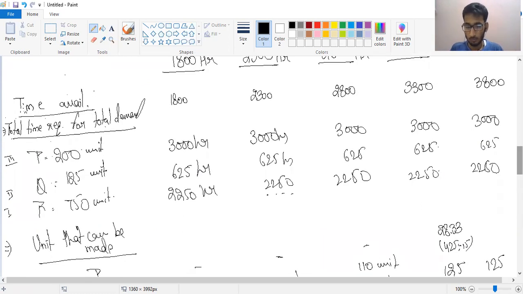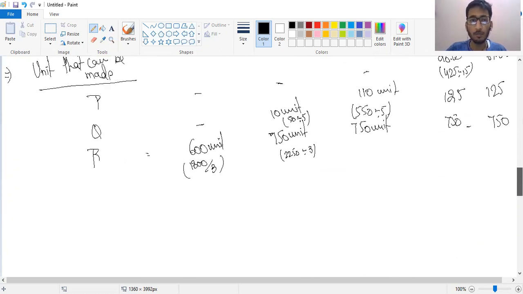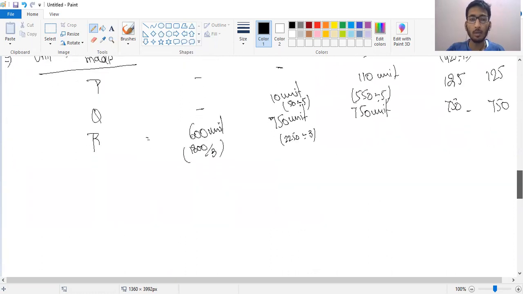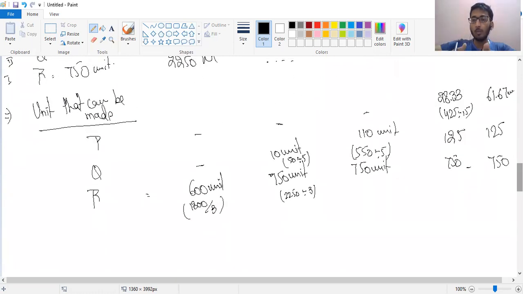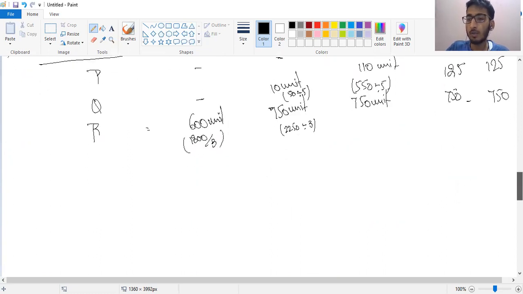2250 plus 625 minus 3800, divided by 15. So I can make 61.67 units. So basically this many units I can make in three different scenarios. I can make 600 units of R in the first scenario, 750 and 10 units in the second, 750 and 110, 750, 125 and 28.33, and 750, 125 and 61.67.